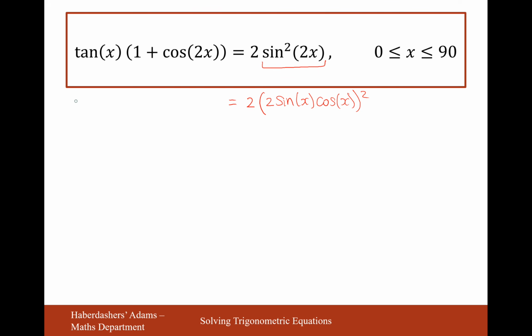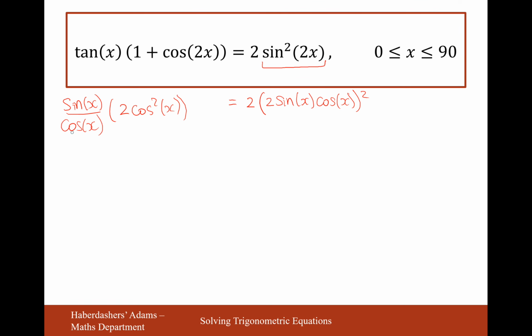And on the left-hand side, let's think about what this is going to be. Well, we'll do sine over cos first. And then inside the brackets, it's going to be helpful to choose the cos double angle formula that will cancel this 1 out. So it's 2 cos squared x minus 1. So it will cancel out the 1 there. So we'll simplify that to 2 cos squared x.